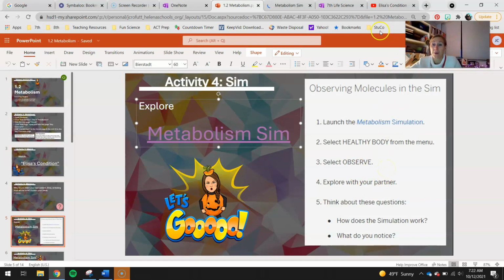So for this exploration, you guys will have about 5 minutes to explore how to work the sim. You guys will launch the simulation. You'll select Healthy Body from the menu. There are some different conditions that we're going to look at, like anemia, asthma, things like that, and see how those change compared to a healthy body. Go ahead and select Observe, and then explore that sim for a little bit. So kind of mess around with that. You guys don't need to get into anything else but the healthy body for today, because you will have chances to explore everything else. And then as you explore, think about these questions. How does the sim work, and what do you notice?